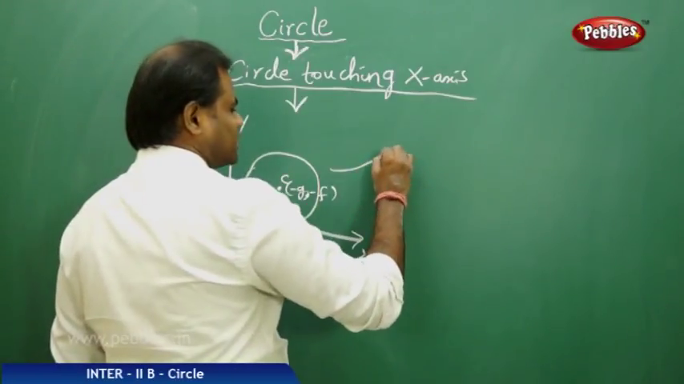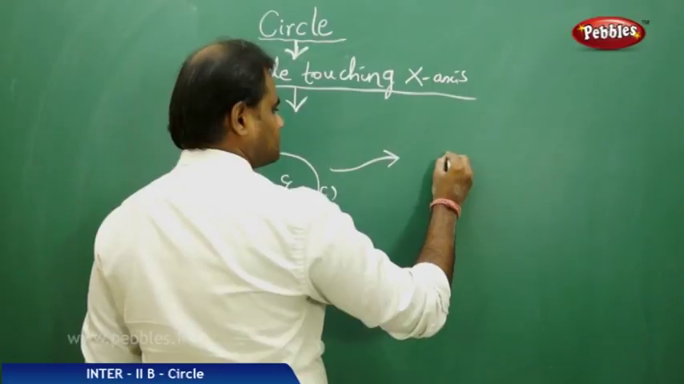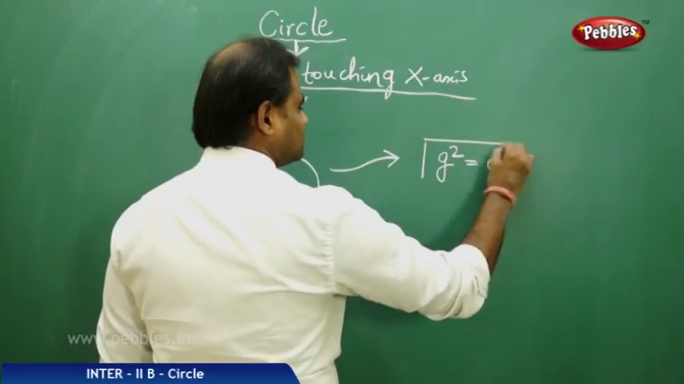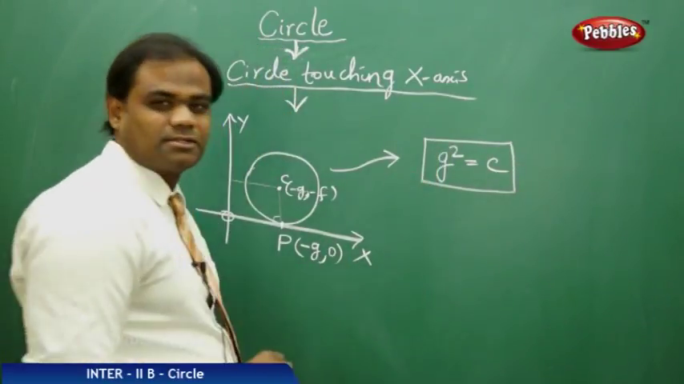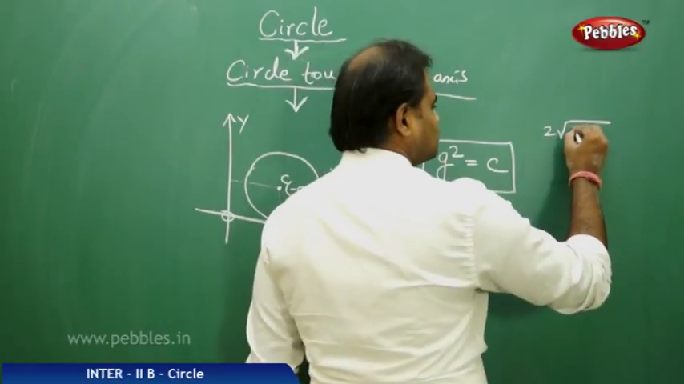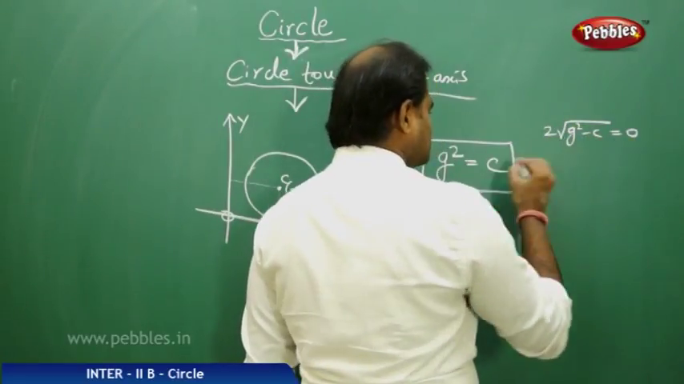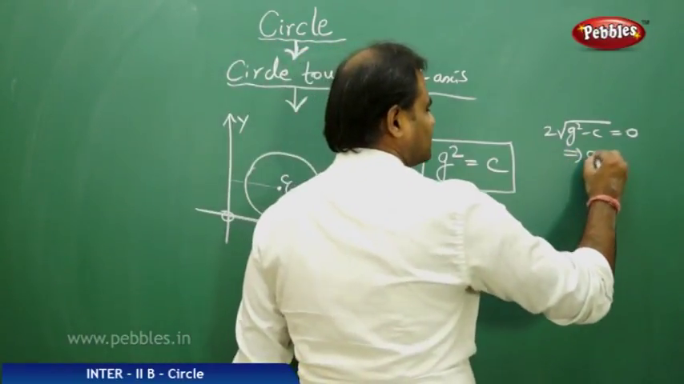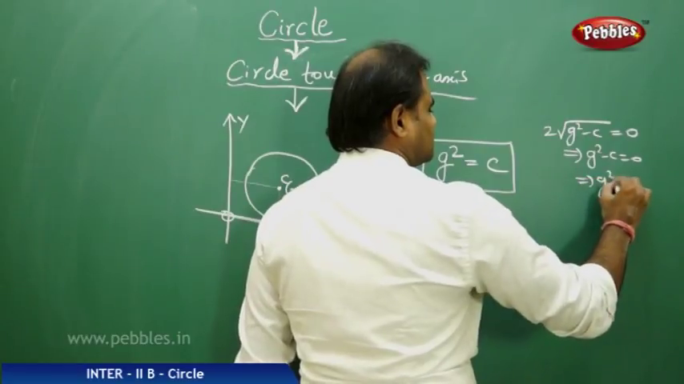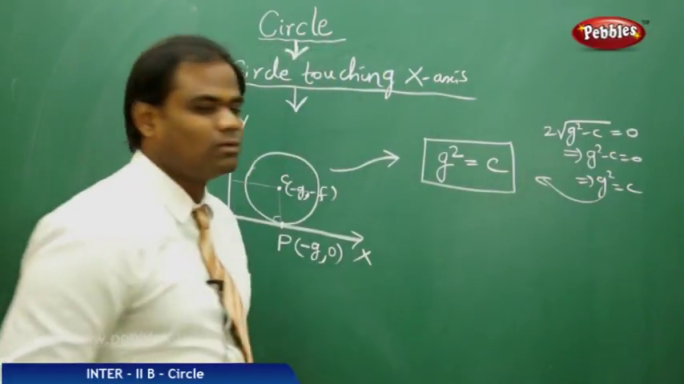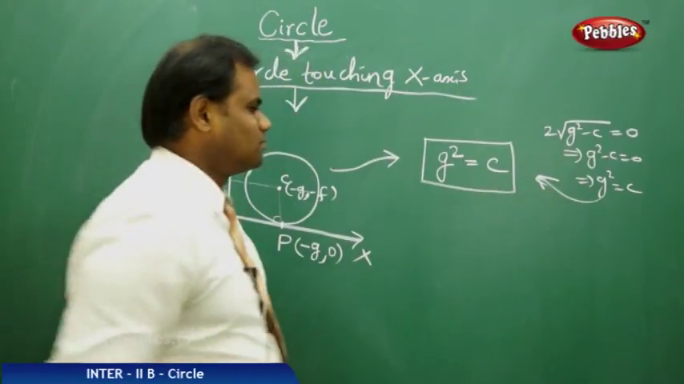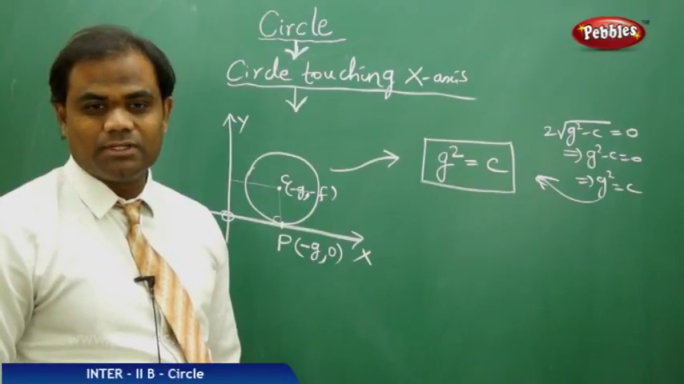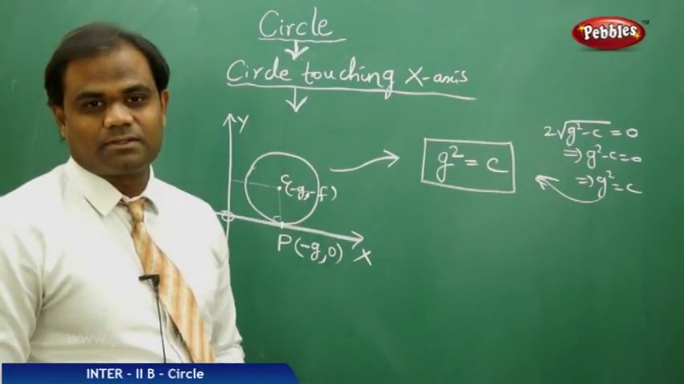So when a circle touches the x-axis, we have this condition, which is obtained from the intercept, because my intercept is 2 root g square minus c, which reduces to 0 when the circle tends to touch, and this on simplification gives this equal to this. This is how we obtain the condition for the circle touching the x-axis: g square equal to c.